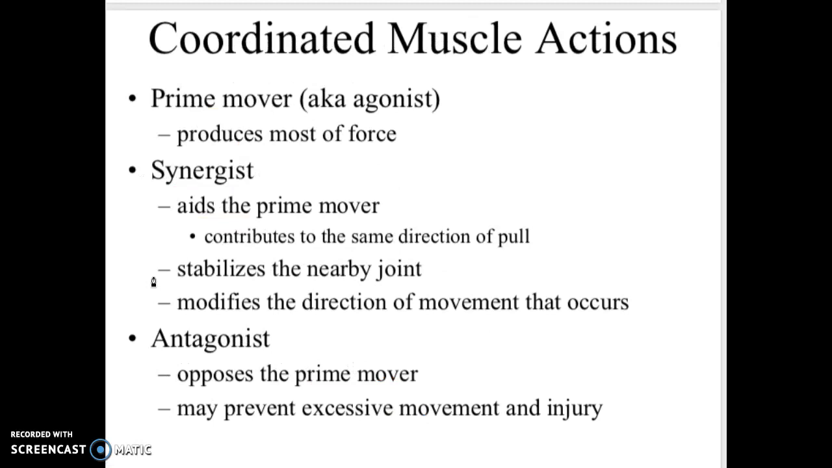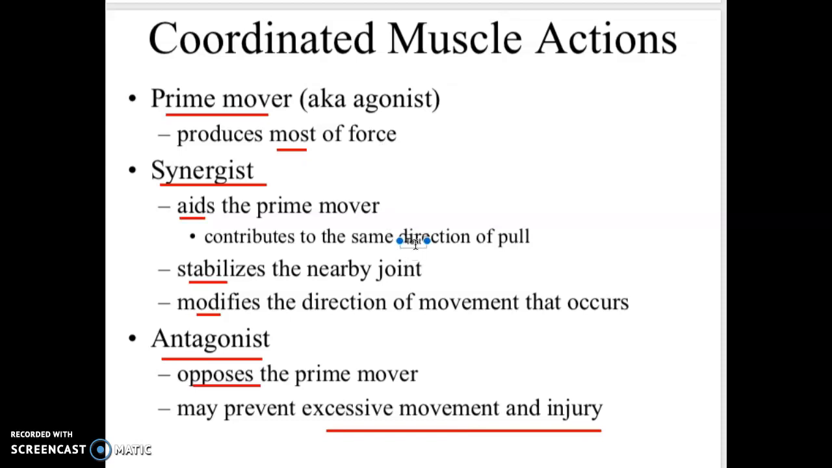In order to have a muscle movement, we have three different parts. So there's the prime mover that's doing most of the work. There's the synergist that is helping the prime mover. It's doing the same thing, and it might just stabilize or modify. The antagonist is opposing the prime mover, and this may prevent injury.